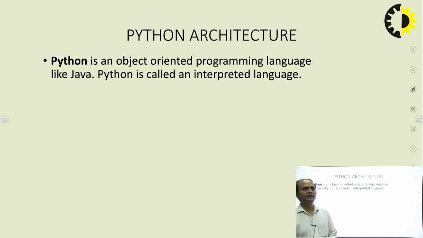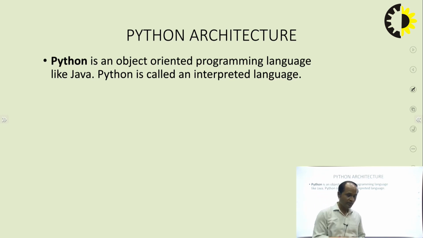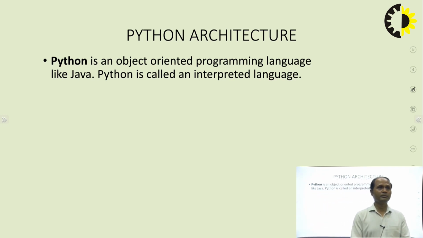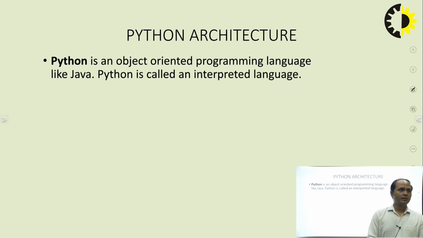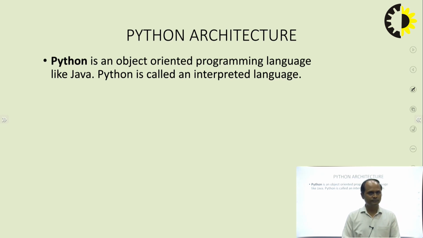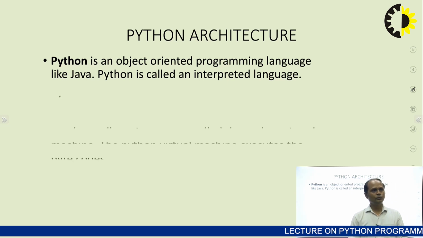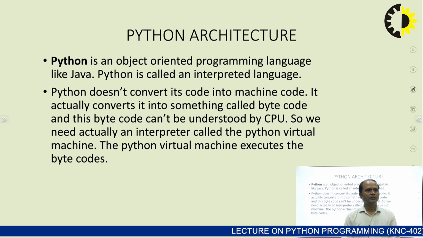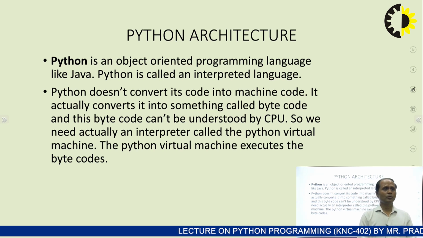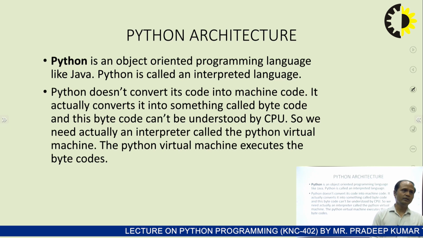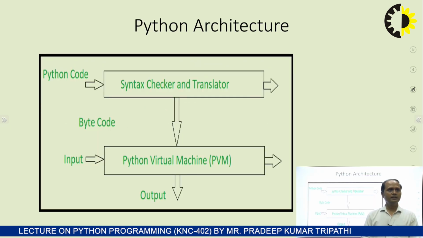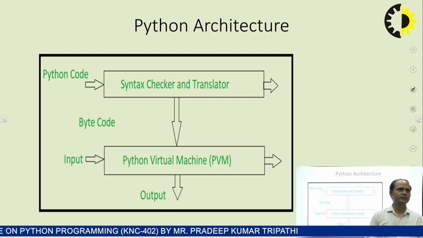What is Python architecture? Now let us discuss Python architecture. Python is an object-oriented programming language like Java. Python is also called an interpreted language, and it is used in so many areas like cloud computing, machine learning, and AI also. We can develop tools in Python because it converts the code into byte code, and the byte code is run on a virtual machine. This is the basic structure of Python architecture.